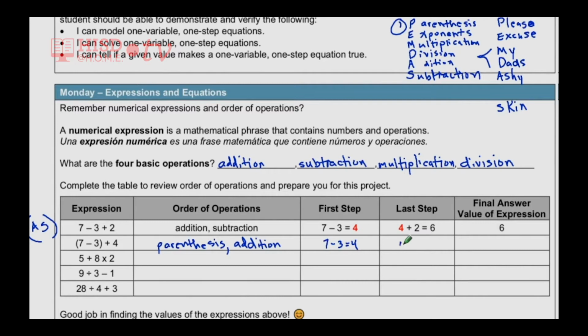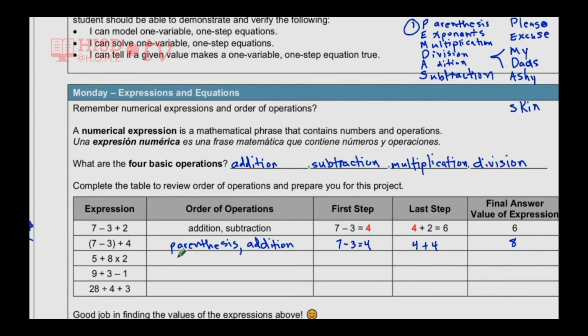Okay, what are my operations for this particular expression? Parentheses and addition. Again, the 7 minus 3 gives me 4. And that 4 plus another 4 is 8.